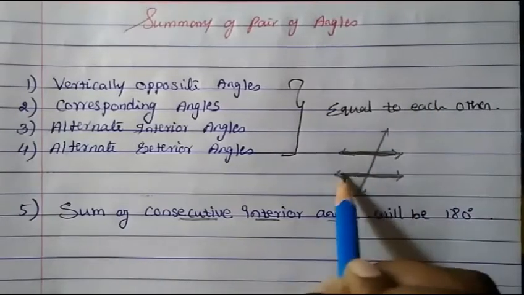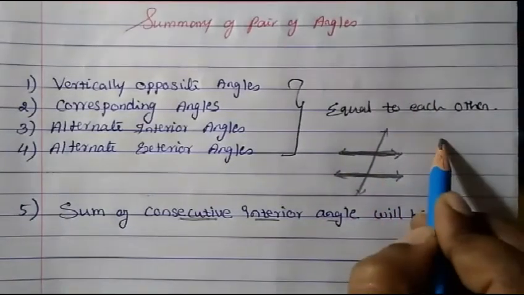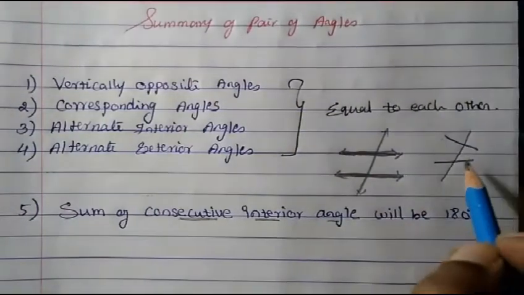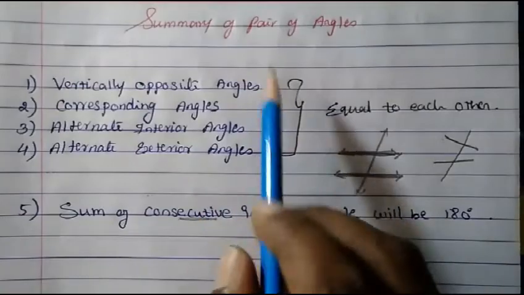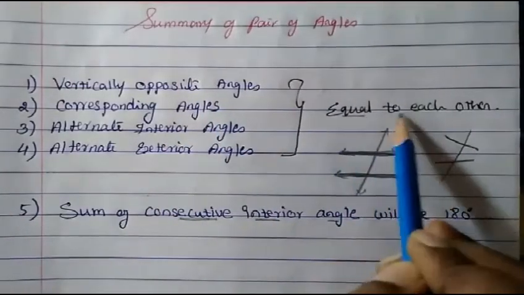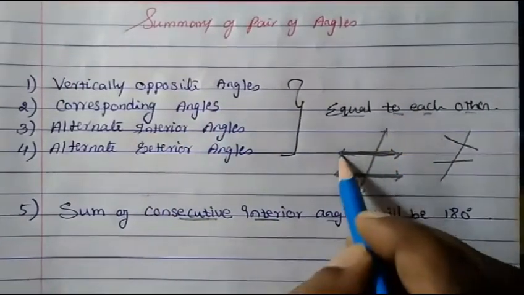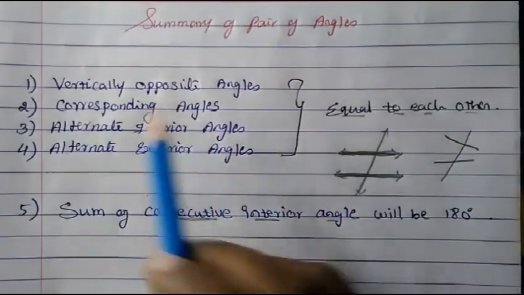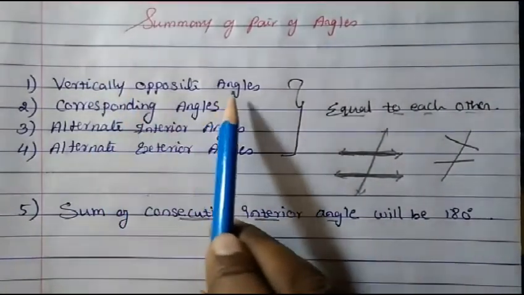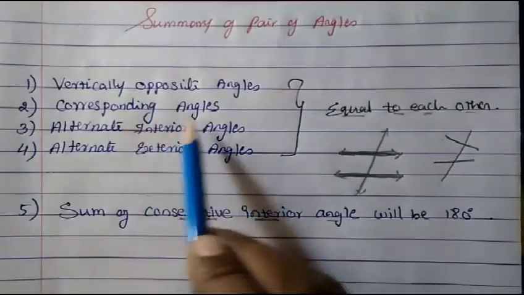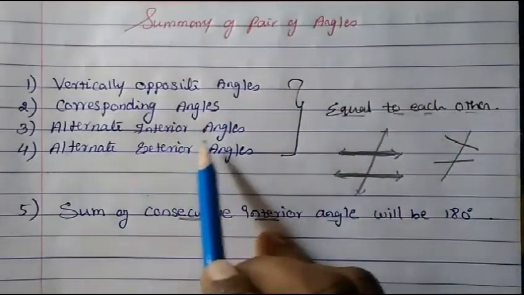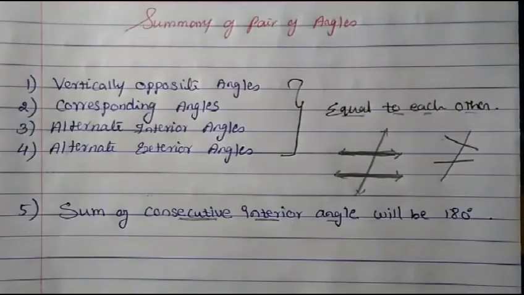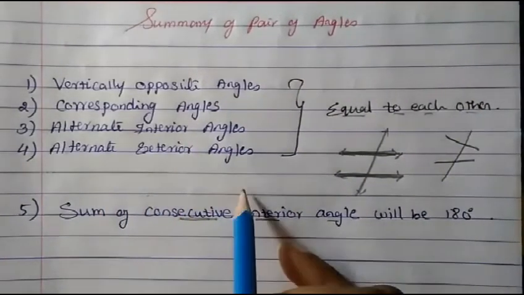If these lines are not parallel, if the lines are not parallel like this, and one line is cutting through, then we cannot say so. So these things become equal to each other only when the lines are parallel and the transversal cuts through. That time only vertically opposite angles will be equal, corresponding angles will be equal, alternate interior angles are equal, alternate exterior angles are equal to each other. Is this clear to you?